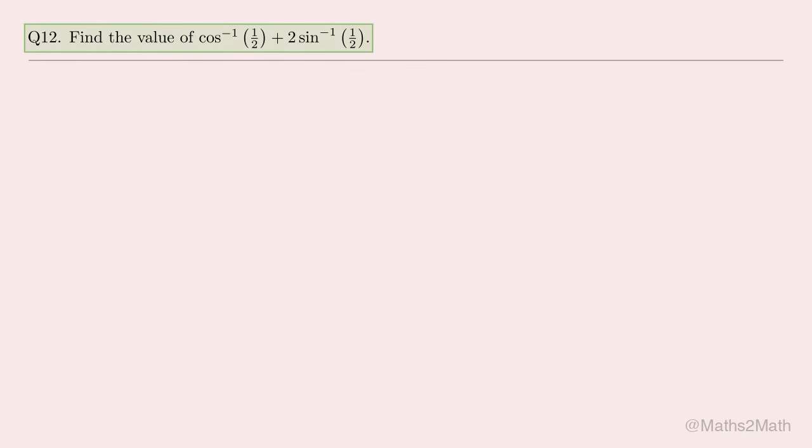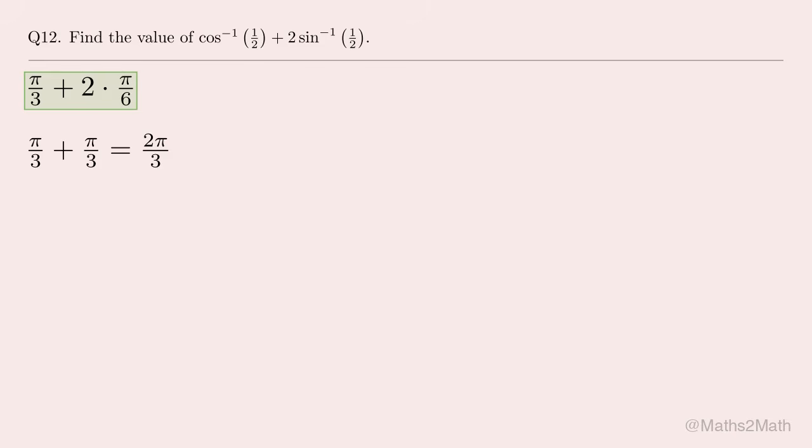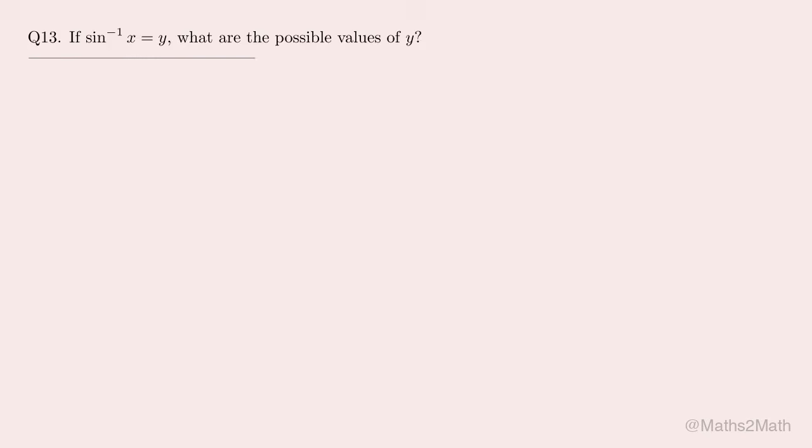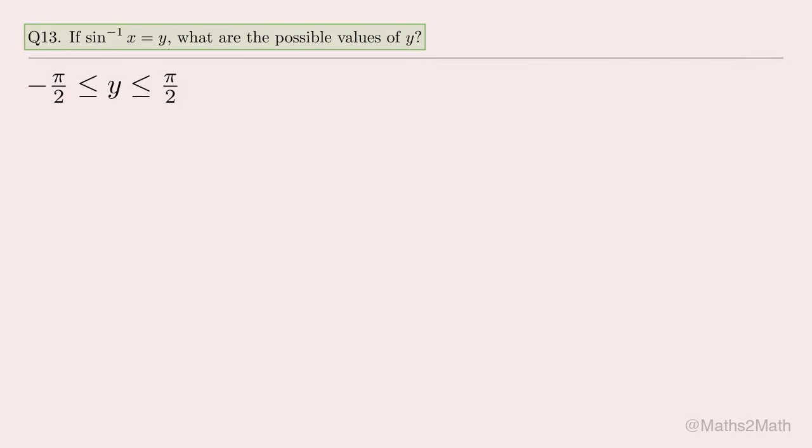Question 12. Cosine inverse of 1/2 plus twice sine inverse of 1/2. Cosine inverse of 1/2 is pi by 3, and sine inverse of 1/2 is pi by 6. Twice pi by 6 is pi by 3, and pi by 3 plus pi by 3 is 2 pi by 3. Question 13. If sine inverse of x is y, what values can y take? This is exactly the principal branch question. By definition, sine inverse always returns an angle between minus pi by 2 and pi by 2, endpoints included.